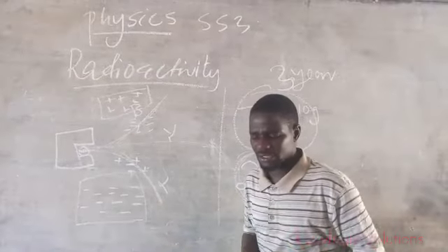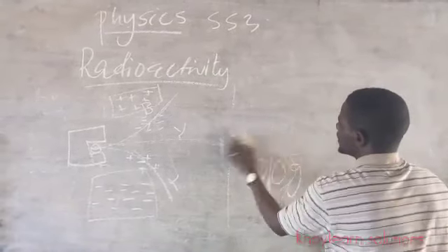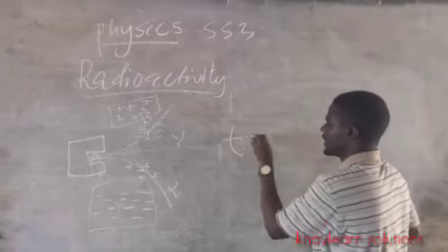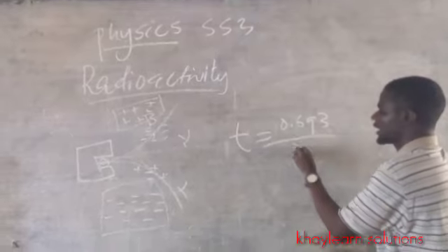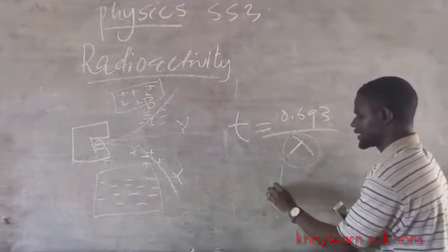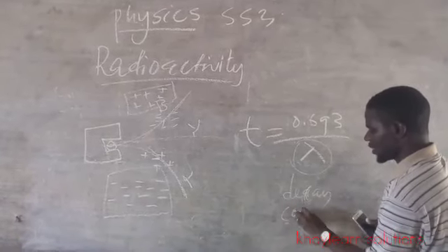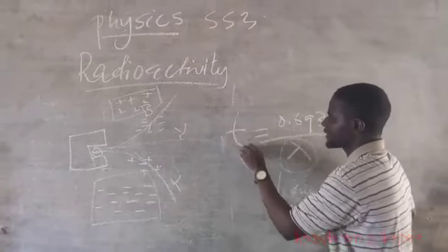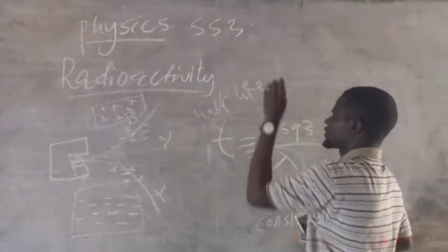There is an expression that one can use to find the half-life of a given substance. The formula is T equals 0.693 divided by lambda. You understand? We call this lambda the decay constant. While this T is called the half-life, the half-life of the radioactive substance.